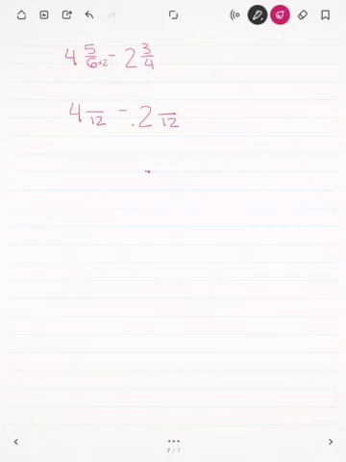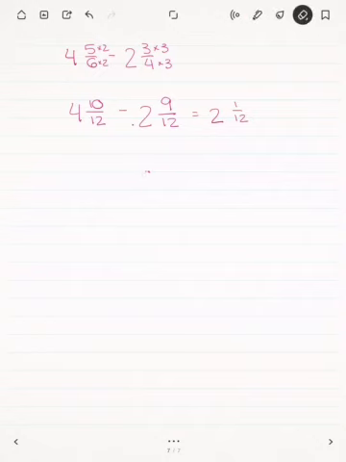So let me work with this first one. I do 6 times 2 to get 12. So 5 times 2 will give me my numerator of 10. And 4 times 3 gives me 12. So 3 times 3 gives me 9 for my numerator. Okay, so now I'm just going to subtract. And it doesn't matter, you can subtract your whole numbers first or you can subtract your fractions first. You'll get the same answer. So 4 minus 2 is 2. 10/12 minus 9/12 is 1/12. Okay, so that's how you would subtract mixed numbers.